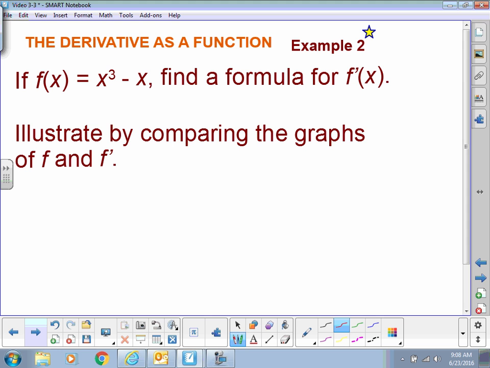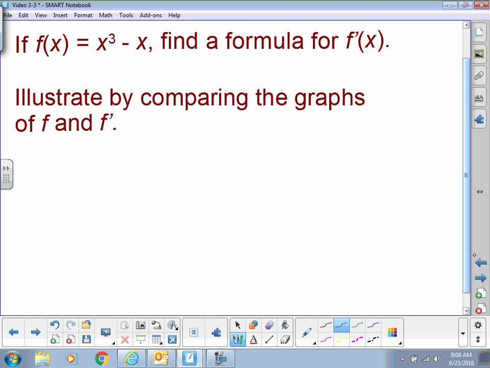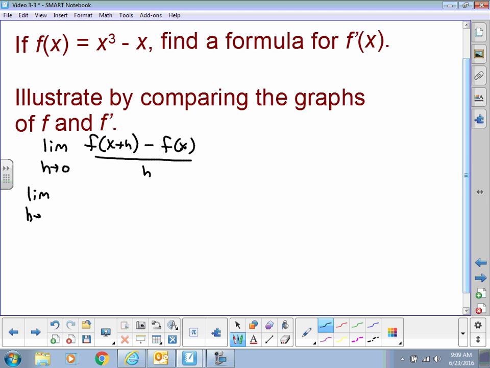So what we're going to do now, we're going to use our definition of the derivative to find f prime as a function of x. And to do that, remember we have our limit as h approaches 0 of f of x plus h minus f of x all over h. So this will be the limit as h approaches 0. We will have x plus h subbed in for x, so we'll have x plus h cubed minus, we'll have x plus h in parentheses again.